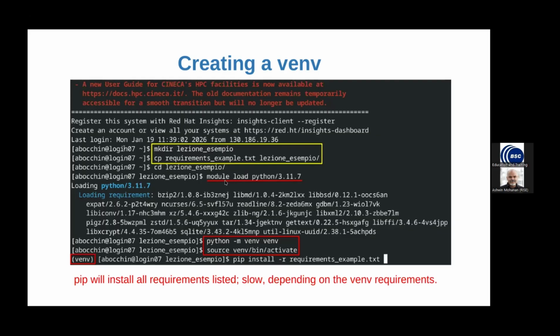And load a module with Python. I suggest you 3.11.7. I think it's the last version that we've got on the cluster, and it can be loaded directly from the module base, so from the profile base. So you enter the cluster, you have it. Create the env, activate the env.